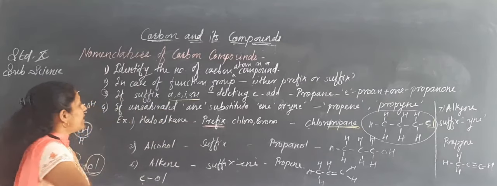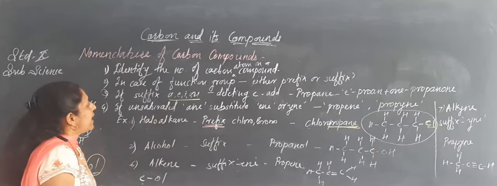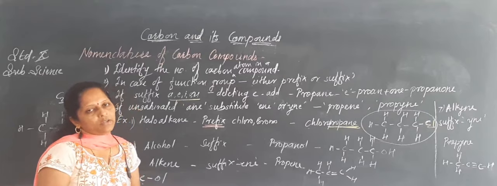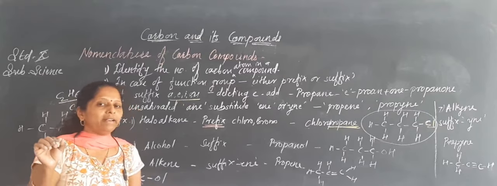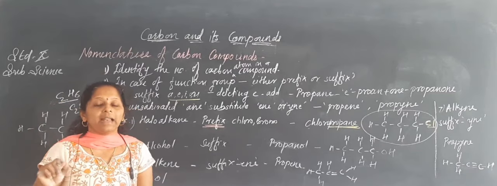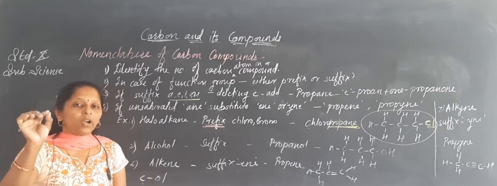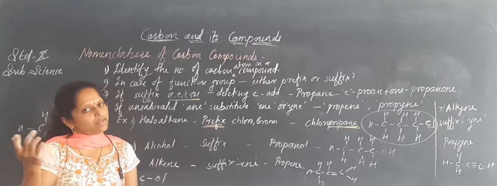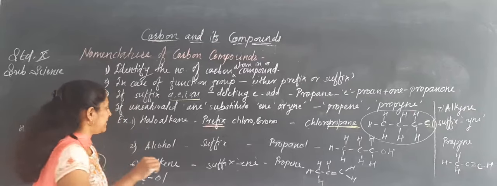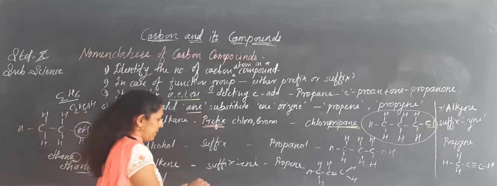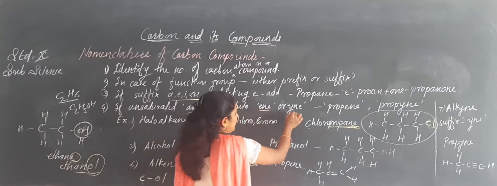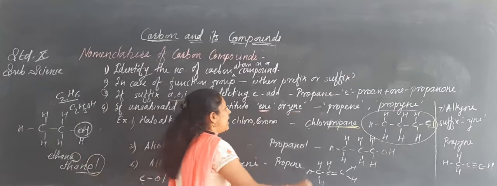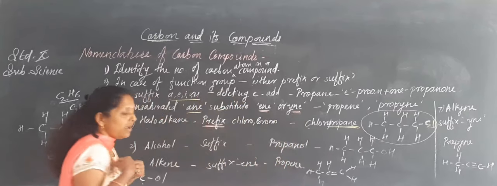Now, if there are unsaturated carbon compounds, ANE is substituted by ENE and YNE. See, alkane, alkene and alkyne: alkane means ANE, alkene means ENE, alkyne means YNE. In all the alkanes, methane, ethane, propane, butane, ANE is there. That ANE is substituted by ENE if the alkene is there, and YNE if the alkyne is there. When a double bond is there we use ENE, and when triple bonds are there we use YNE.